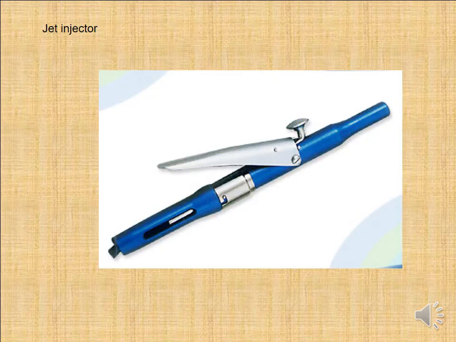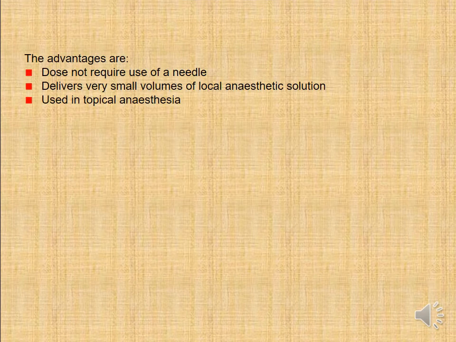The jet injector is used as a topical local anesthesia for a small area in the mucosa, carrying the local anesthetic solution from the cartridge to the mucosa of the mouth. Advantage: does not require use of a needle. Delivers a very small volume of local anesthetic solution.